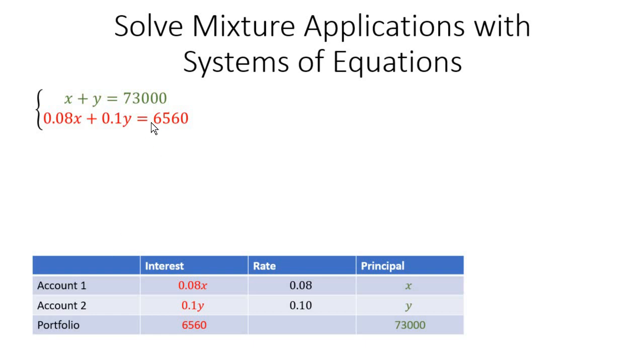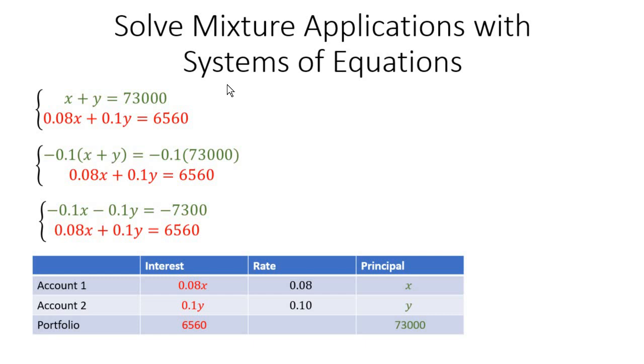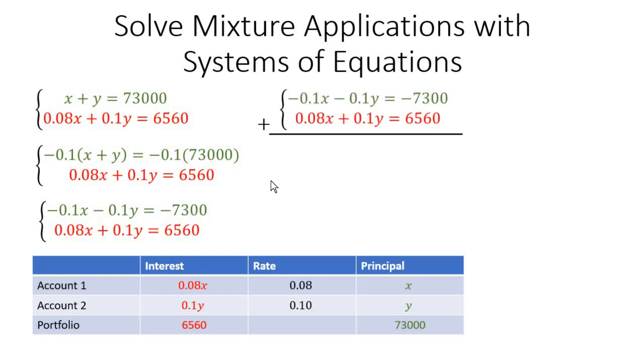So here are my two equations. I can solve them using elimination. I can get the coefficient of Y in the top equation to be negative 0.1, so that when I add it to the bottom equation, the negative 0.1Y and the positive 0.1Y will cancel. In order to do that, I'd have to multiply the entire top equation by negative 0.1. Now I'll distribute the negative 0.1 to get negative 0.1X minus 0.1Y, and that's equal to negative 0.1 times 73,000, which is negative 7,300.